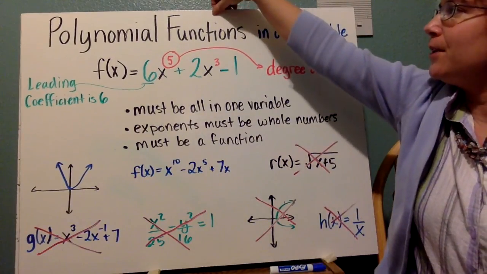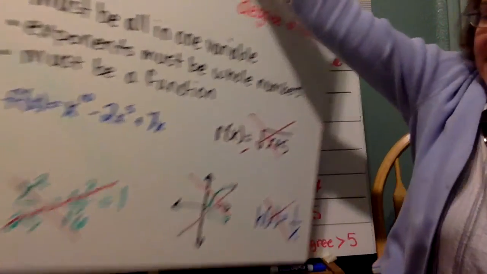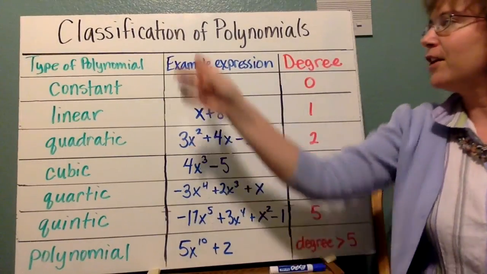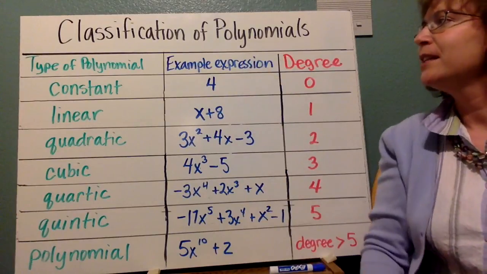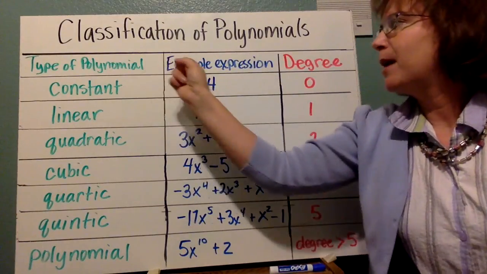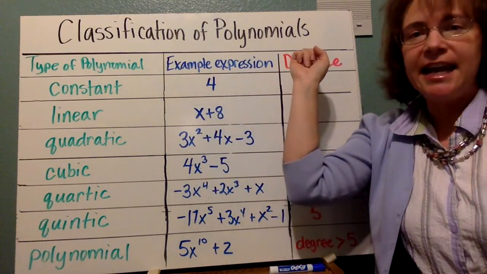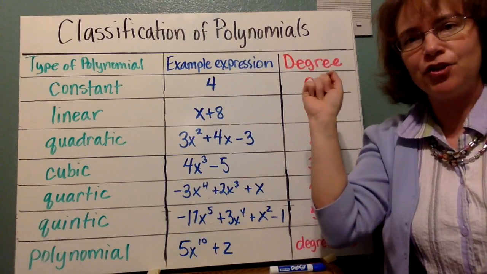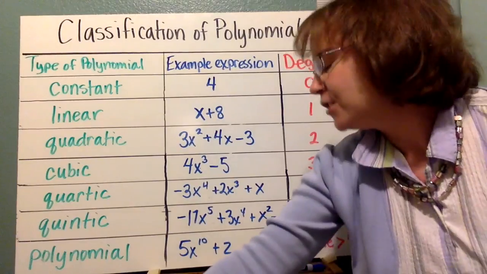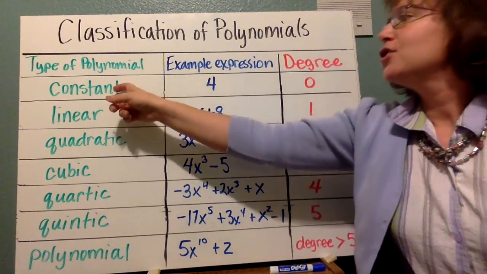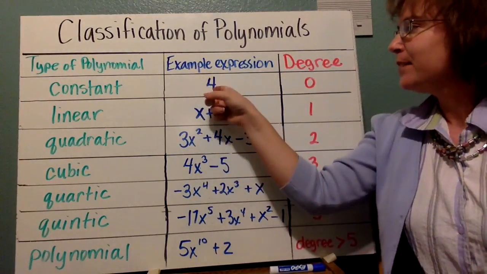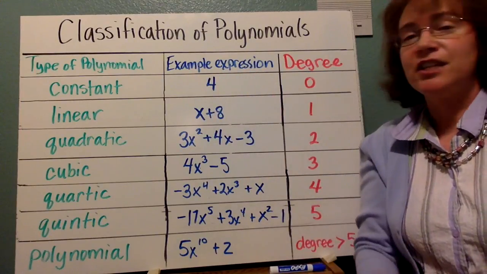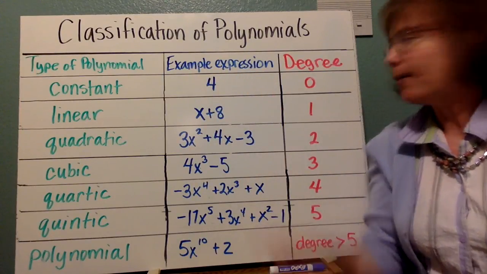So when we look at polynomial functions, we can actually classify them. Mathematicians love to classify things, and so they've also classified polynomials. So this is the type of polynomial, example expressions, and the degree. The degree, remember, is the highest exponential term that's in there, so the highest exponent. So here we have a constant. The exponent right here of the x is actually just a 0. x to the 0 power is 1.